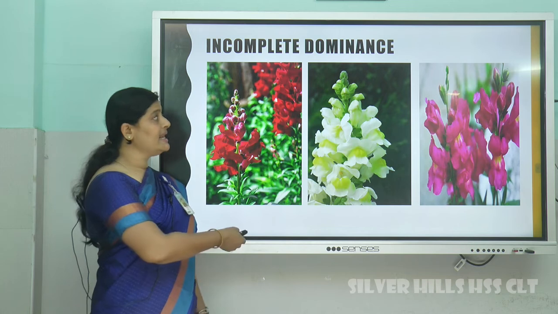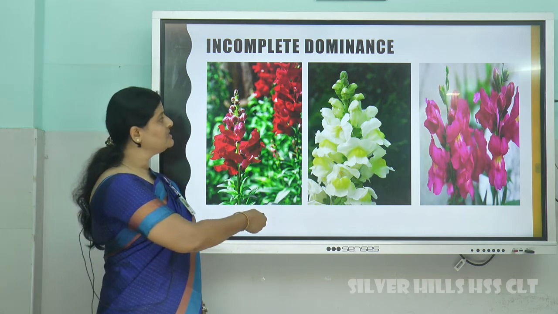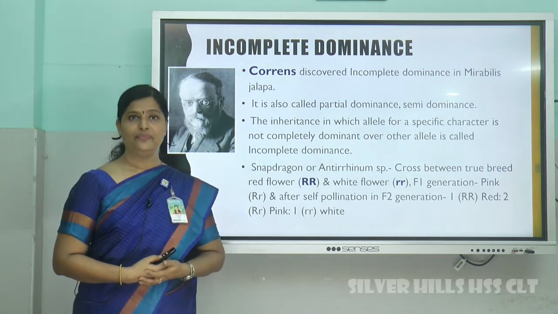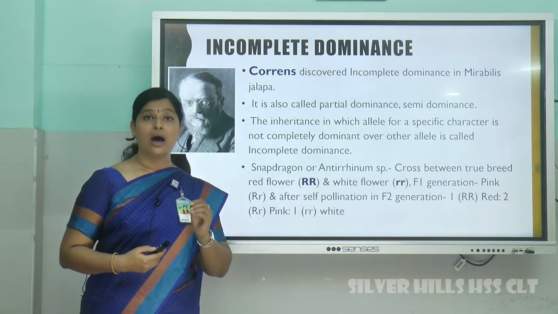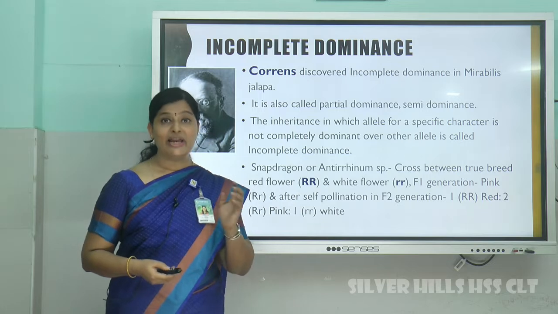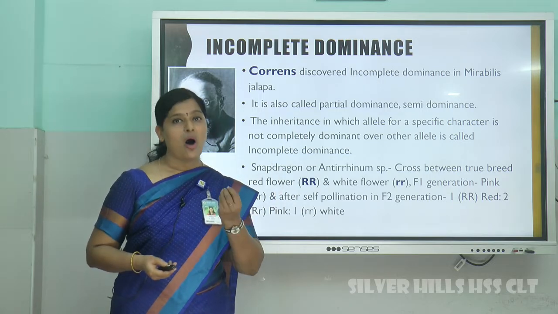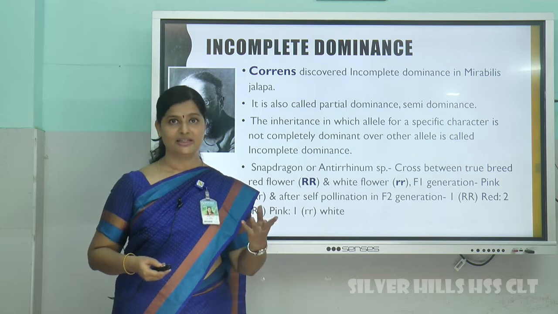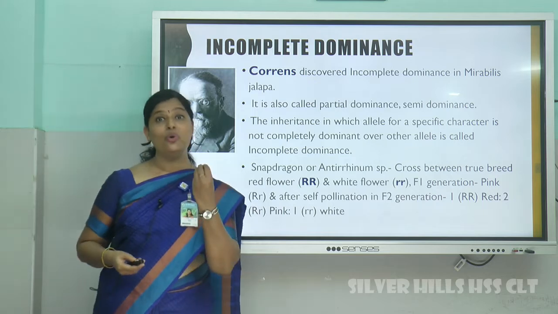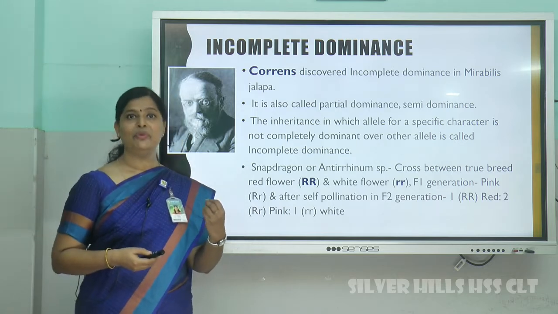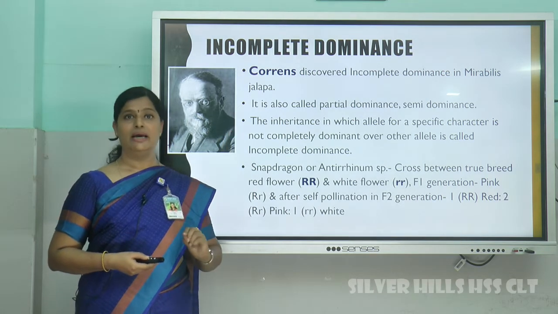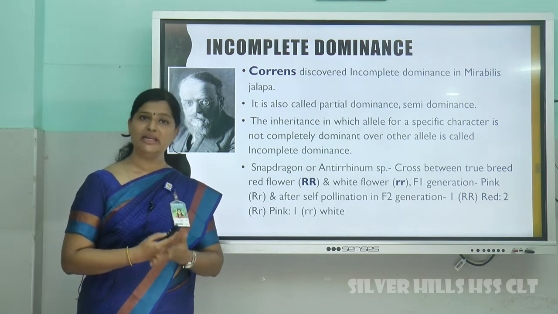Okay. So this incomplete dominance was first proposed by a scientist. His name is Correns. And Correns used a plant called Mirabilis jalapa. Don't get scared of the big name. It's a common plant. It's our 4 o'clock plant, which you all are familiar with. It has beautiful different colors of flowers, isn't it? So Correns found this phenomenon with the help of this. Let's find out what this incomplete dominance is.